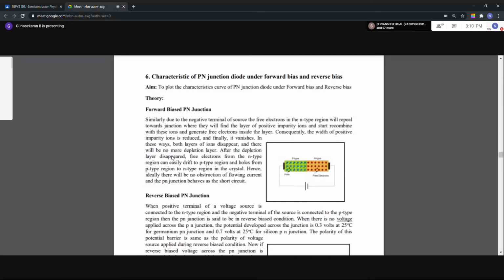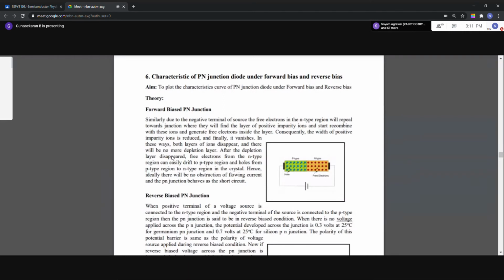Now, the PN junction is connected to forward bias. What is the meaning of forward biasing? The P-type is connected to the positive terminal of the battery, and the N-type semiconductor is connected to the negative terminal of the battery. Very good. Due to this, what about the width of the depletion region? Does it increase or decrease?